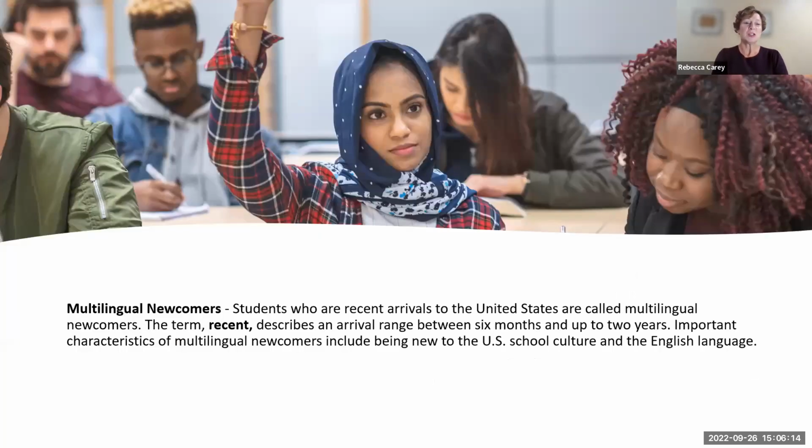There we go. So multilingual newcomers are students who are recent arrivals to the United States and are called multilingual newcomers. The term recent describes an arrival range between 6 months and up to 2 years. Important characteristics of multilingual newcomers include being new to the US school culture and the English language.